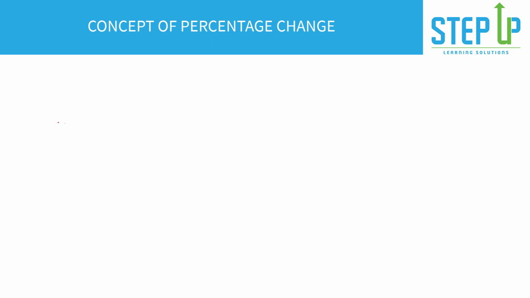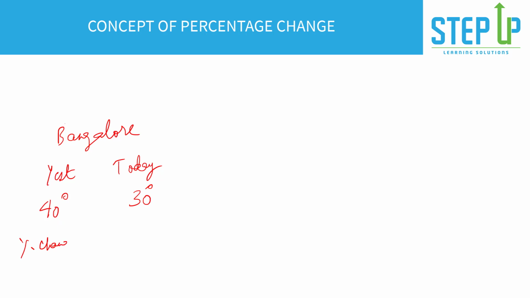I'll begin by discussing the concept of percentage change. Any increase or decrease in a quantity will result in a percentage change, and how we calculate it is something I'll discuss. Let's say you're in the city Bangalore and we are discussing the weather. Between yesterday and today, let's say yesterday the temperature was 40 degrees and today it is 30 degrees. So the question is, what is the percentage change that has happened?